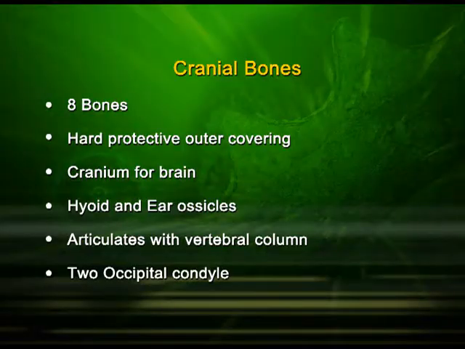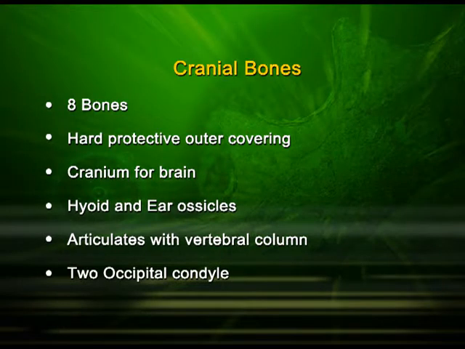As I told you, there are 8 cranial bones which are giving protective covering to our brain, and also it has the hyoid, which is the lower jaw, I have already described. Then ear ossicles, 3 ear ossicles in each ear, they are also part of the skull: malleus, incus and stapes.